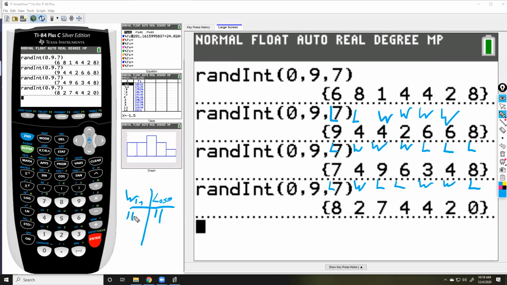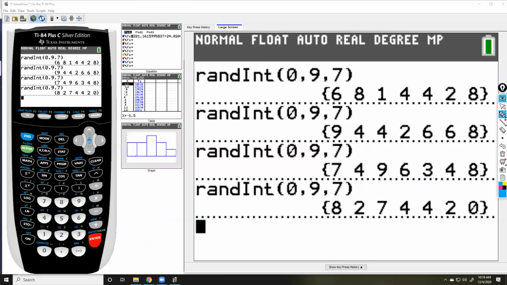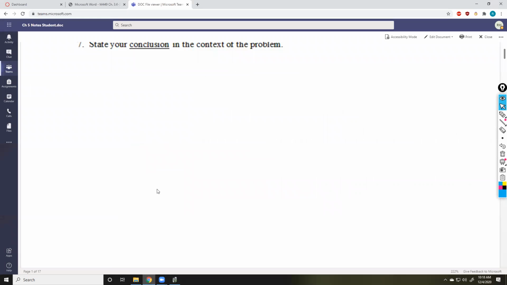But in theory, what we would want to do is a whole bunch of trials of this. So we'd want like 100 or 1,000 runs of this series to get an estimate of how many times out of those 100 did they end up winning the series. Questions on that first one? We'll do a couple more examples with this.